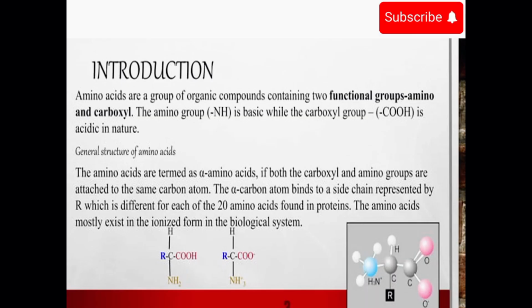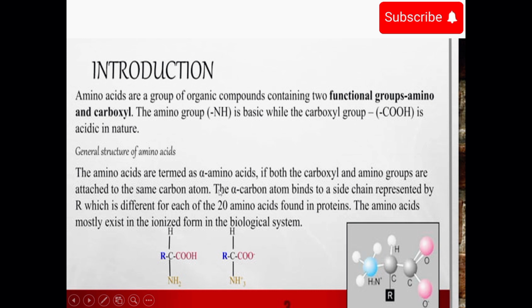Amino acids are a group of organic compounds containing two functional groups. A bifunctional organic compound is known as amino acid. And which type of functional group is present? Amino and carboxyl functional groups are present. NH2 is known as the amino and COOH is known as the carboxyl. So a bifunctional organic compound in which the amino group as well as the carboxyl functional group are attached to the same carbon atom is known as amino acid. The amino group is basic while the carboxylic group is acidic in nature.